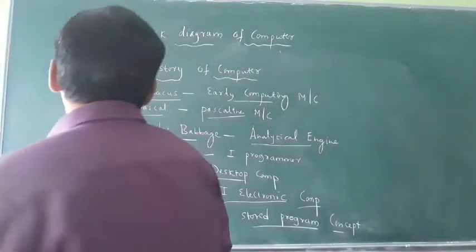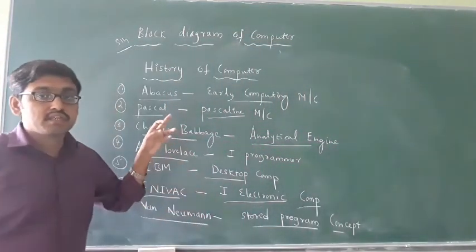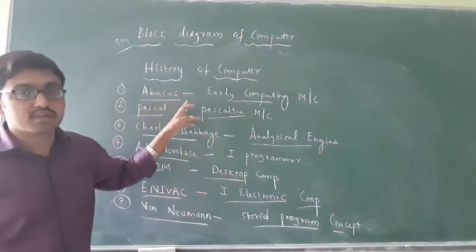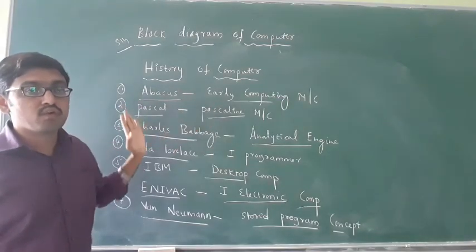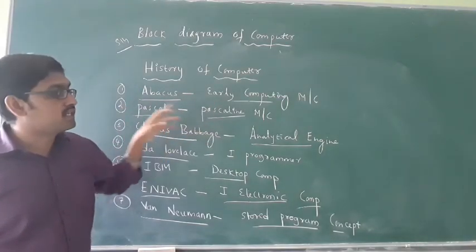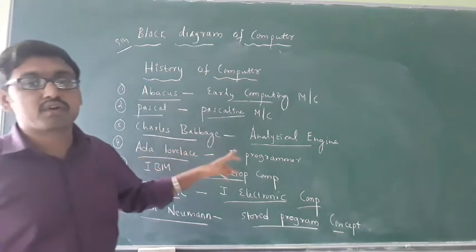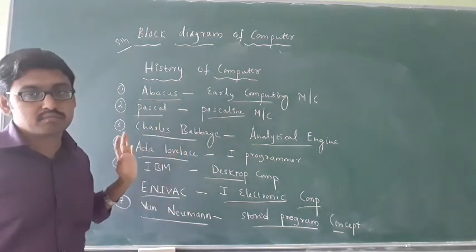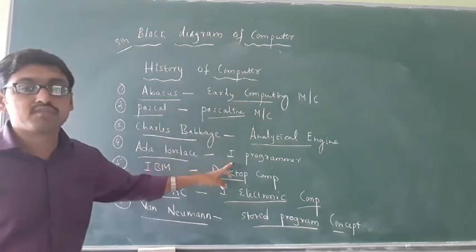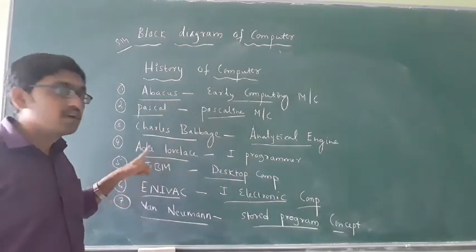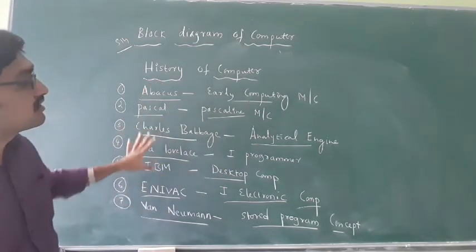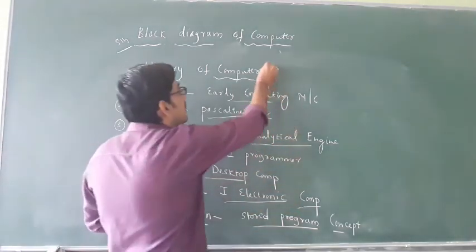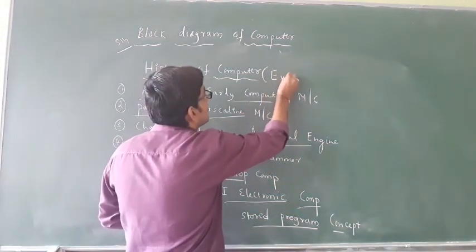1 mark questions are almost always asked. In this chapter, questions like which is the first computer or early computer, who invented the Pascalian machine, who is the father of computer, and who is the first programmer in the world are most asked in the exams. This is the history, otherwise also called evolution.